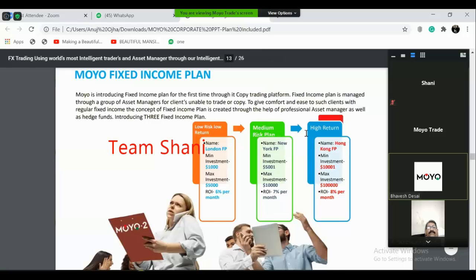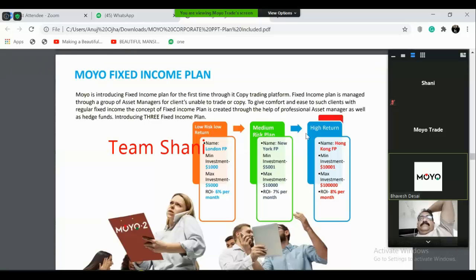Okay, so this is the Moyo fixed income plan, guys. MJ tried to explain this yesterday, but I'm going to go over this today also, and we'll try to do our calculation. So if all of you can grab paper and pen for me, right? I'm going to show you the calculation also, and I want you to write down everything I'm going to show you, so you guys can understand a little bit better.